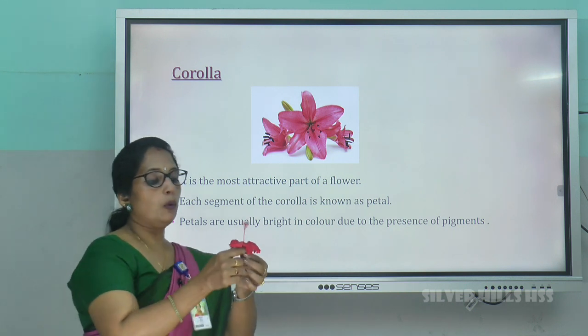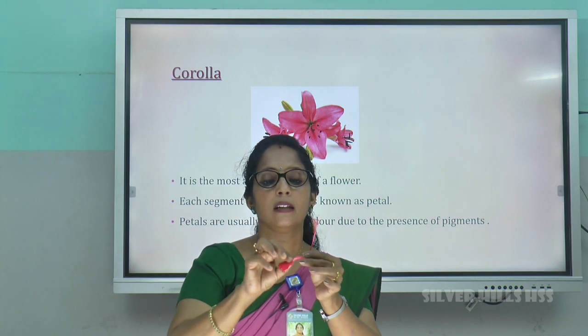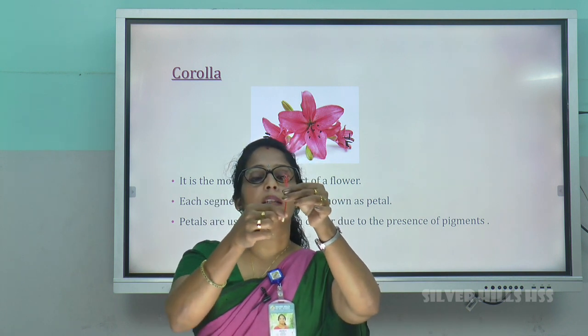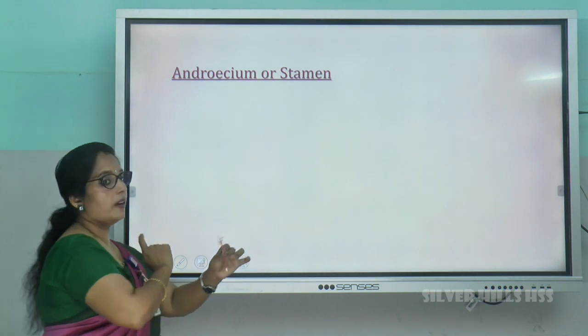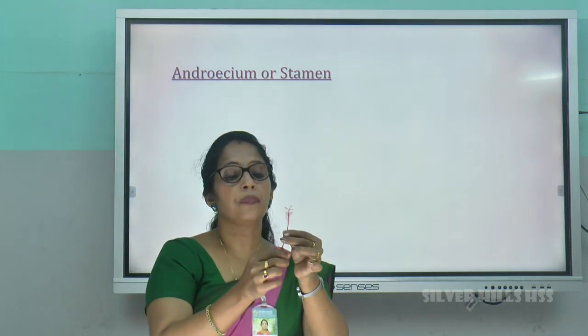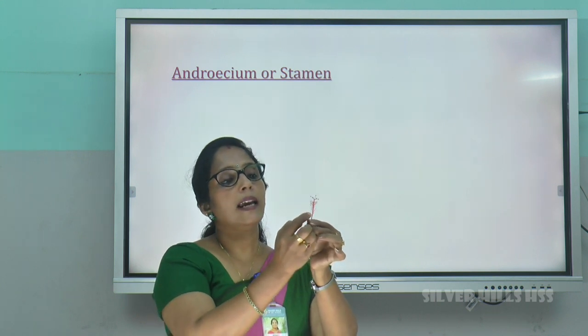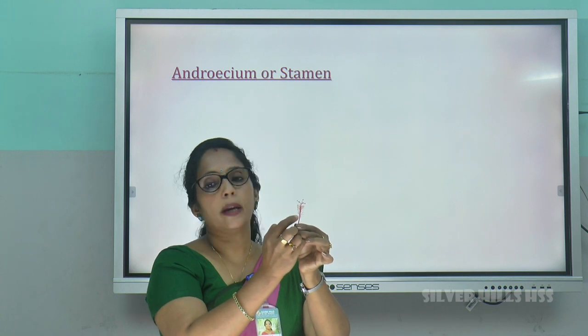Now see, I am removing all the petals. Now what you can see? Another part, that is the male reproductive organ of the flower. It is called androecium, which is the male reproductive part of the flower. You can see a yellow colored thing, and this yellow colored thing is attached to a stalk.